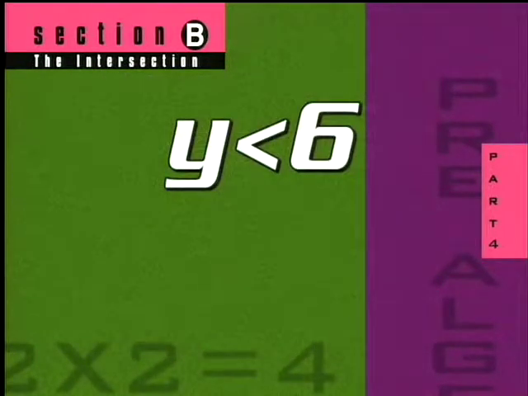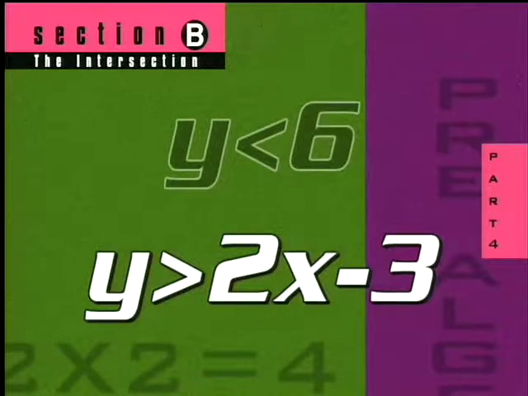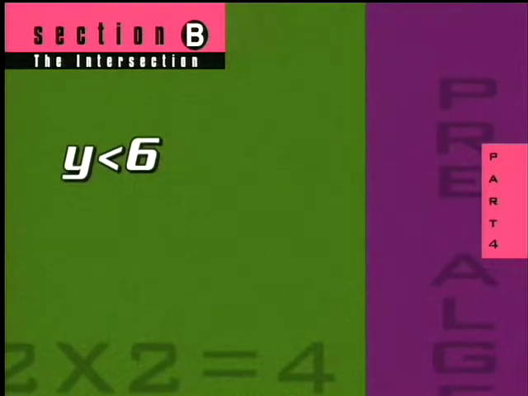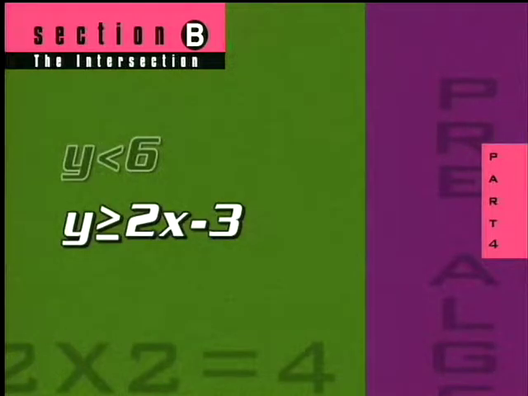Let's say we have y is less than 6 and y is greater than or equal to 2x minus 3. We've got y is less than 6 and y is greater than or equal to 2x minus 3.